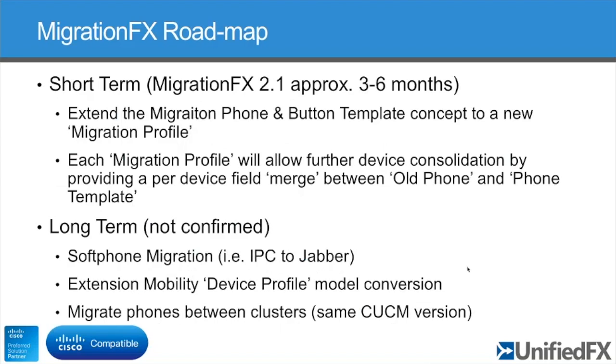So rather than the default migration mechanism, basically copying everything it can from the old phone and just filling the gaps from the phone template, with this new feature you could cherry pick certain properties not to copy from the old phone, but instead to copy from the phone template. So even if it exists on the old phone, ignore it and take the value from the phone template. It gives you more granular control over that migrated configuration, allowing further device level consolidation. So we really like that feature.